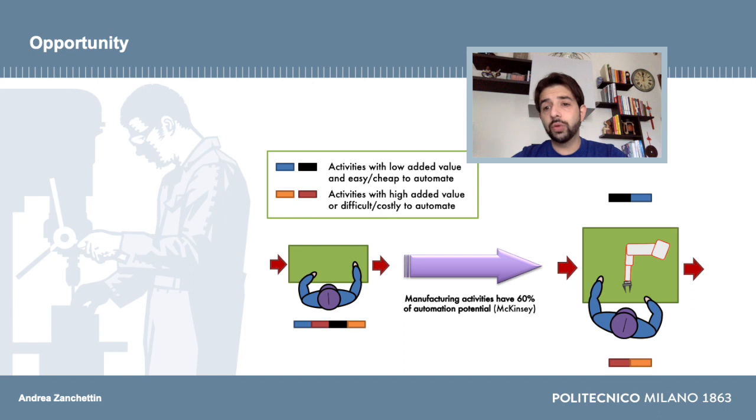The collaborative robot will be responsible for the activities with low added value, which are the blue and black ones. The human operator will still be responsible for the other two, where we have high added value, and those are typically more difficult to automate. So let's have a look at the opportunity that we have by implementing this scenario.